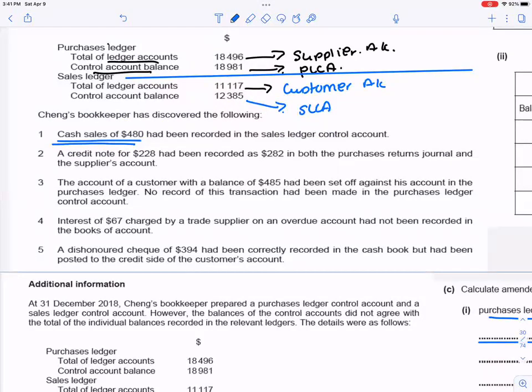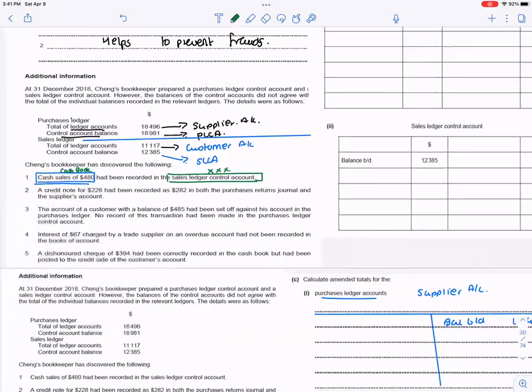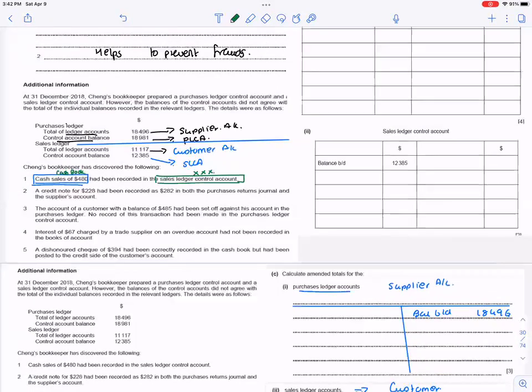Cash sales. Where is cash sales being recorded? Cash book. In the customer account. Cash sales is always recorded in the cash book. And where did you record it? In the SLCA. This is the wrong that you did. Come on, tell me, if you recorded in the SLCA, which side would you have recorded it in? Debit. Now, this is the wrong that you did. Correct the wrong. How will you correct it?